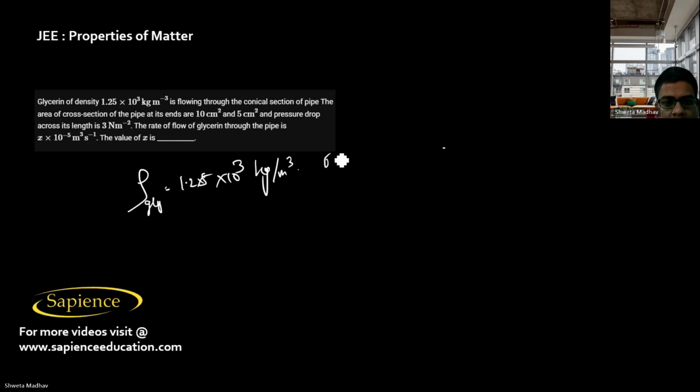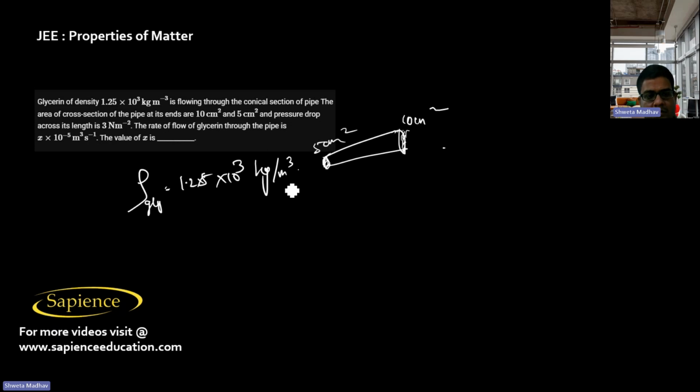Okay. So we can have a conical section of the pipe. The area of cross section of the pipe at its ends: here the area is 5 centimeter square, and here the area is 10 centimeter square. And the pressure drop across its length is 3 Newton per meter square.